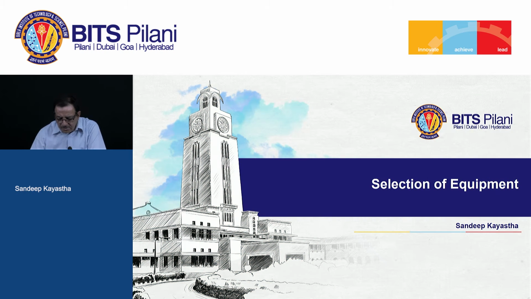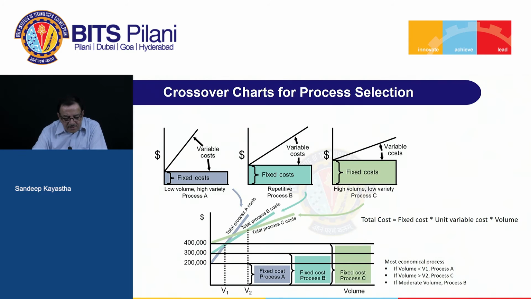Welcome to the next video. In this video, we'll look at the economics of selection of equipment to do the process. So what kind of process should we choose? Let us look at what is called a crossover chart or break-even chart.